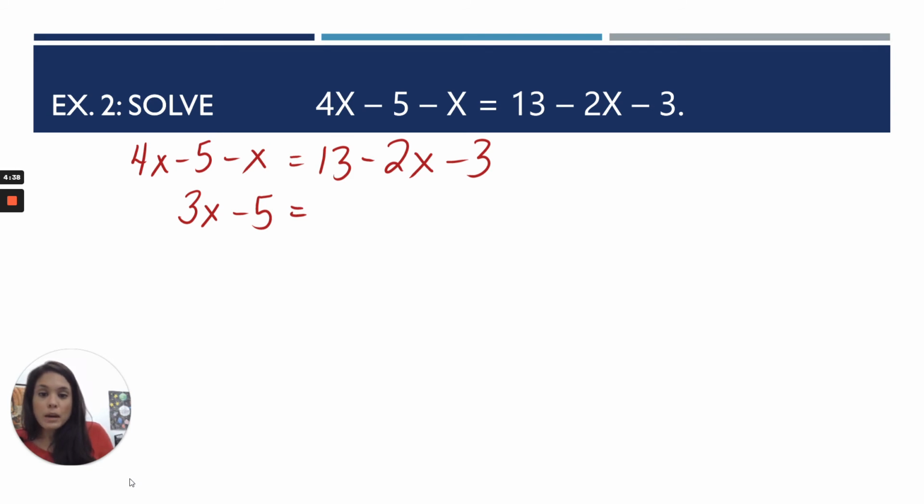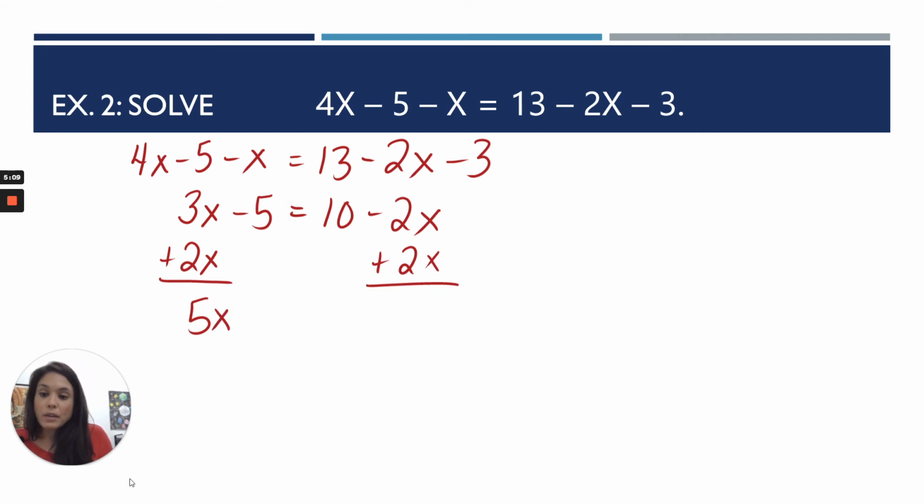13 minus 2x minus 3. My like terms are my whole numbers here. 13 minus 3 is 10 minus 2x. Okay, now it's time to move the variable to one side of the equation. Let's move the 2x. So if this is a negative 2x, I'm going to do the inverse, which is addition, and add 2x to both sides. So this now becomes 5x minus 5 equals 10.